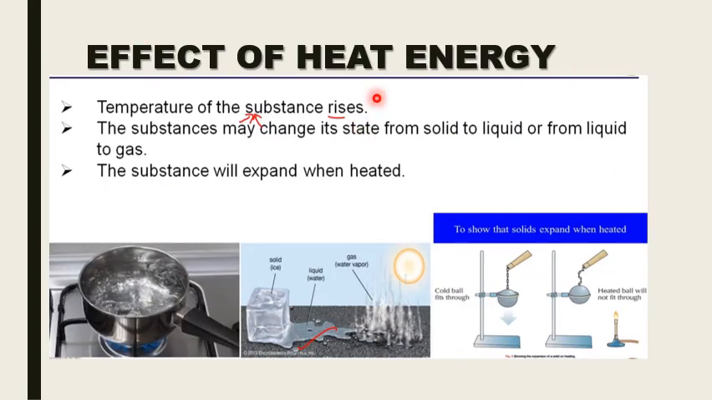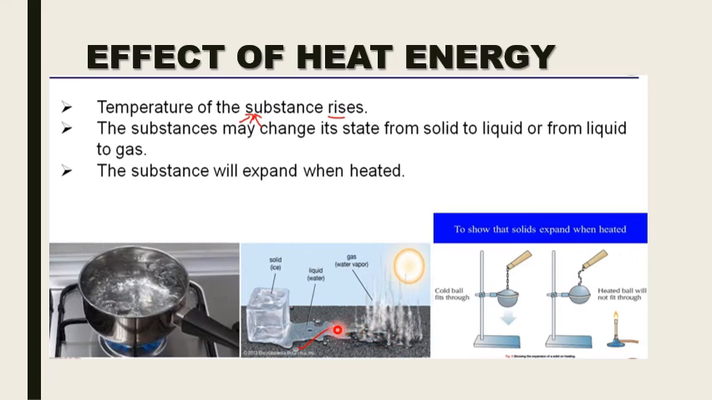Effect of heat energy. The temperature of the substance rises. The substance may change its state from solid to liquid or from liquid to gas. The substance will expand when heated. You can see these pictures. First one, if you heat the water, what will happen? The temperature of the substance rises.